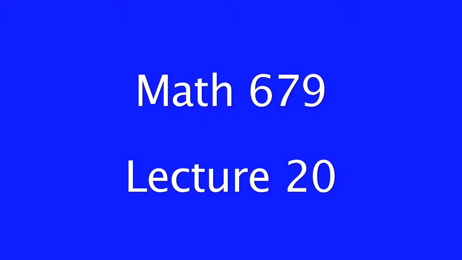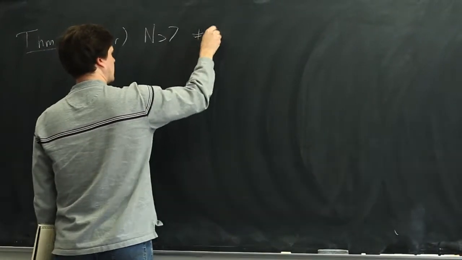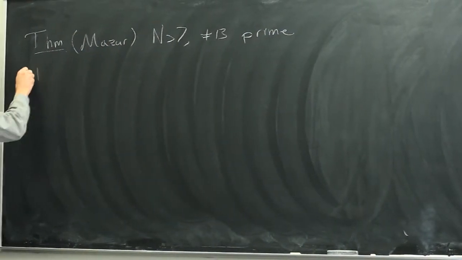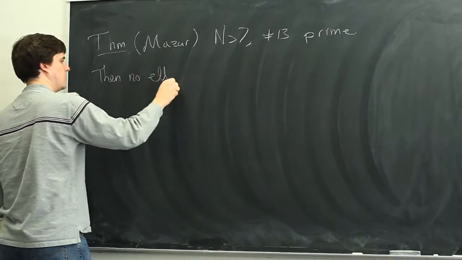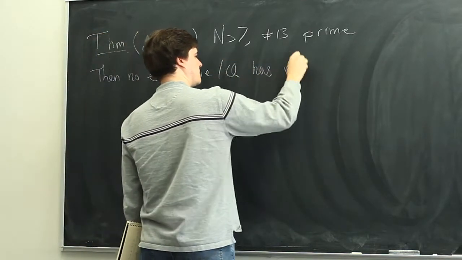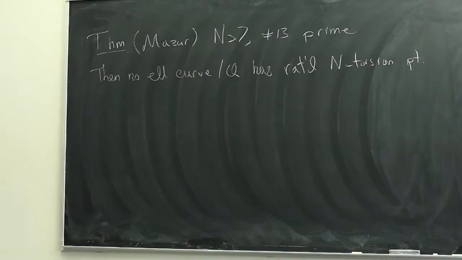Today we're going to start on the proof of the main theorem. So this is going to take today and next lecture to prove completely. This is what Mazur proves in his paper. And the statement is, so n is a prime greater than 7 and not equal to 13. Then no elliptic curve over Q has an n torsion point. The statement's also true for 13, but it's going to be a different argument.